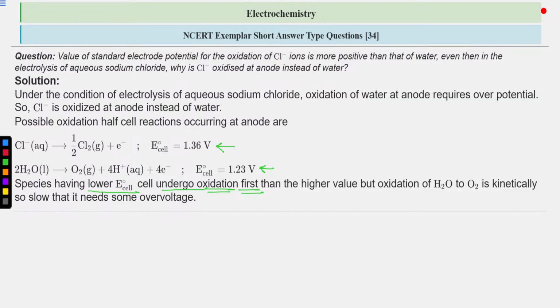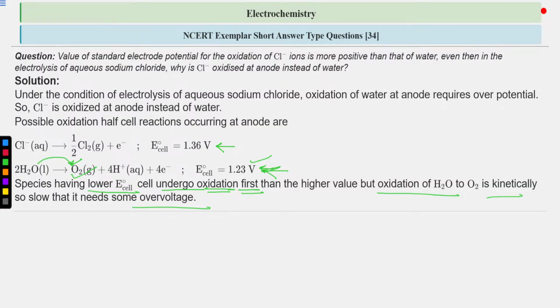But here, the oxidation of H2O to oxygen gas is kinetically so slow that it needs some overvoltage. This process is very slow, so you have to provide extra voltage to it. That means you can consider this E naught as double. Once one process is done, E naught is this, then again you have to provide the extra potential, and then this process will complete. For the oxidation of the water molecule to oxygen gas, you need overpotential.